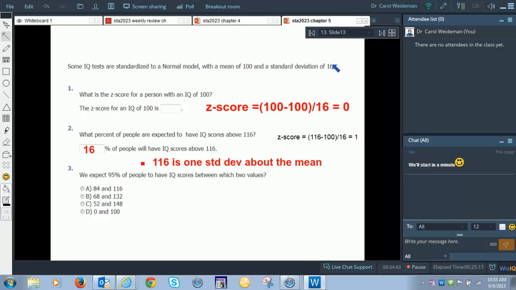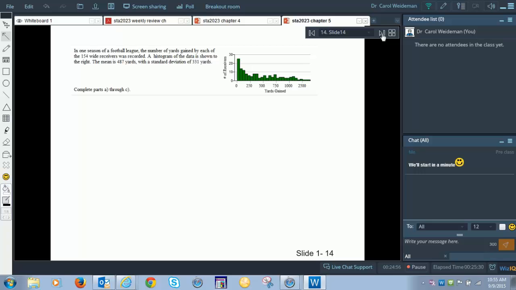We expect 95% of people to have z-scores between which 2 values? Okay, 95% within 2 standard deviations. So 1 standard deviation is 16, 2 standard deviations is what? 32. So we're going to go between 68 and 132.